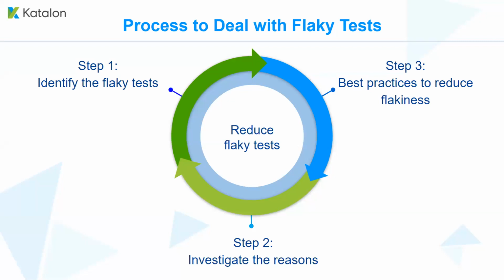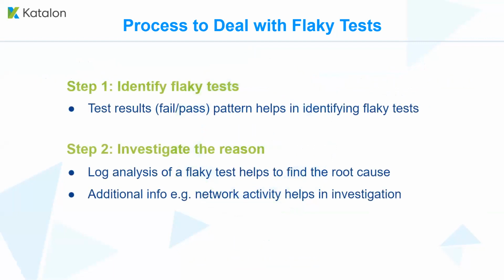Also, you want to take steps to overcome the flakiness in your test suite's execution. So that's a repetitive, three-step process to deal with flakiness in the test cases or test suite in the regression suite. So, highlighting in detail steps 1 and 2: first, identify the flaky tests in your regression suite.